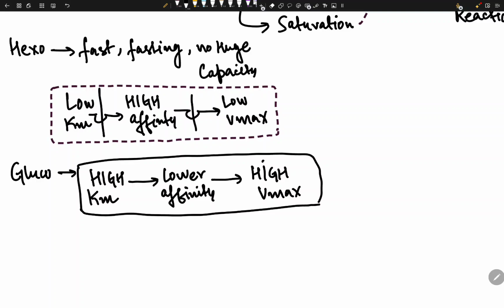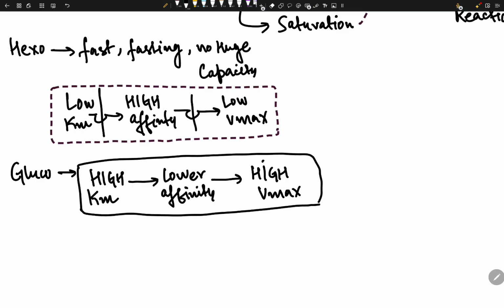So if a question says high affinity for glucose, we want to think hexokinase, right? And we want to think low Km immediately. If it says that it functions even at low glucose concentration, we want to think hexokinase, right? If someone says it processes a large amount of glucose after a meal, we want to think glucokinase, because glucokinase can work at larger capacity, and we want to think about high Vmax, right? So that's basically the whole concept about Vmax and Km value.